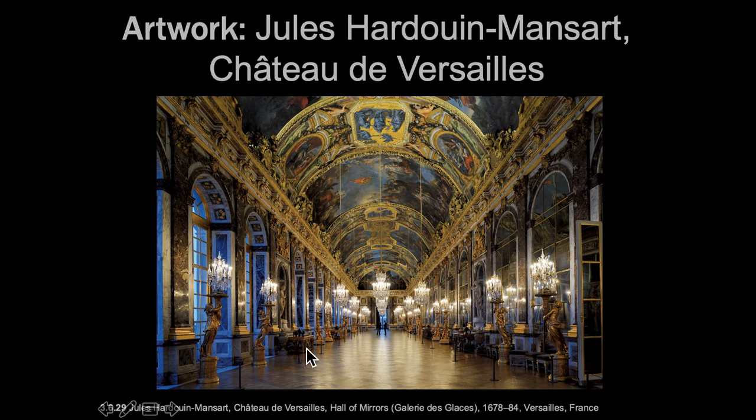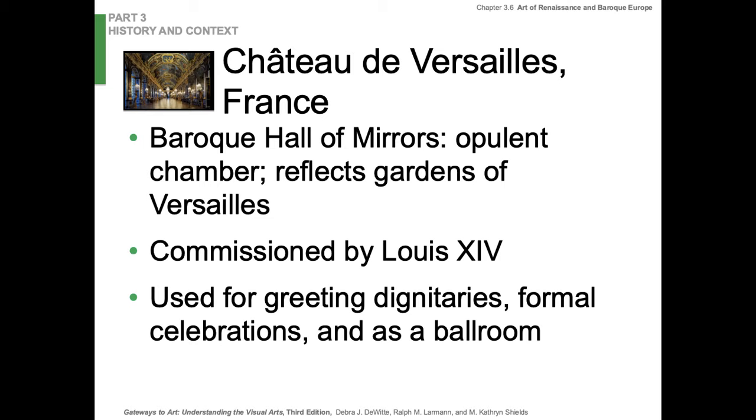The Treaty of Versailles in the 20th century was signed here, and this has been used even now as a meeting place for dignitaries. But at the time, it was meant to impress and overwhelm and have people become awestruck when they came in there, and of course they were. So it's opulent, and it also reflects the gardens that are in the exterior, those 200 acres. We can't forget about that.